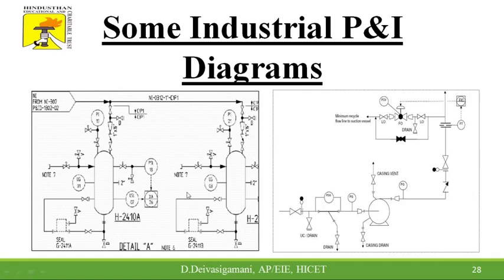Once we learn P&I diagrams, we can easily understand all the processes. We can easily identify where the instruments are located by seeing this diagram itself. Now we can easily analyze this chart. Here a larger number of valves are presented.